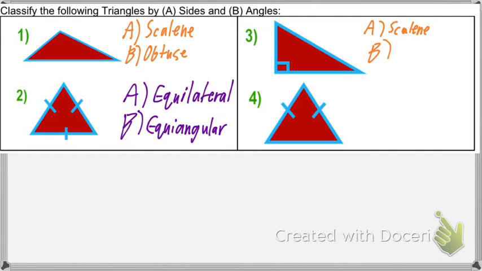Anyone want to tell me what they would classify number 3 by the angles? Go ahead, Kenny. It'd be a right triangle. That is correct. It's a right triangle because it has a right angle. Okay, let's look at number 4. Bailey, what would you classify number 4 by the sides?